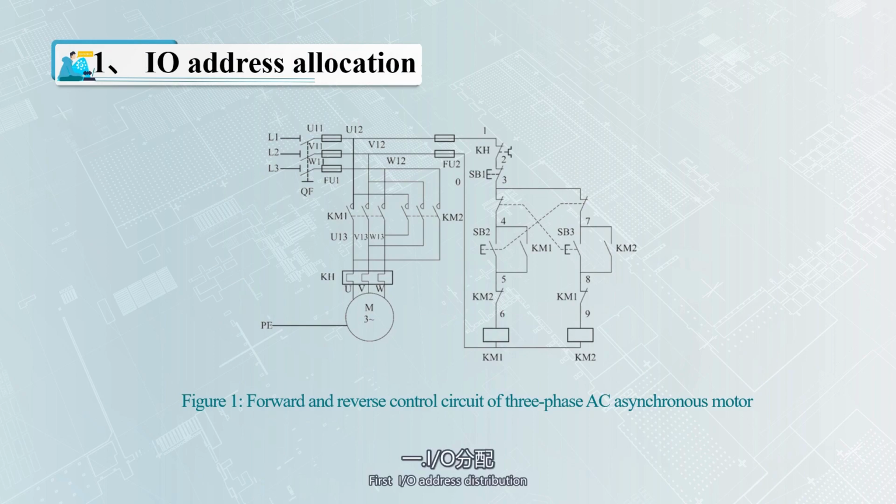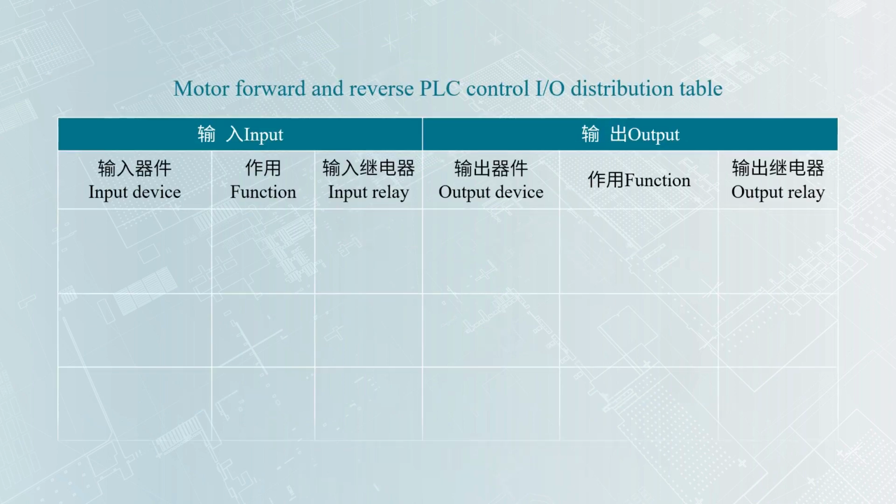First, I/O address distribution. As shown in Figure 1, press button SB2, the motor rotates forward; press button SB3, the motor rotates backward. Press button SB1, the motor stops. Start buttons SB2, SB3, and stop button SB1 are PLC input devices. Contactors KM1 and KM2 are PLC output devices. The I/O address table of the PLC can be obtained.